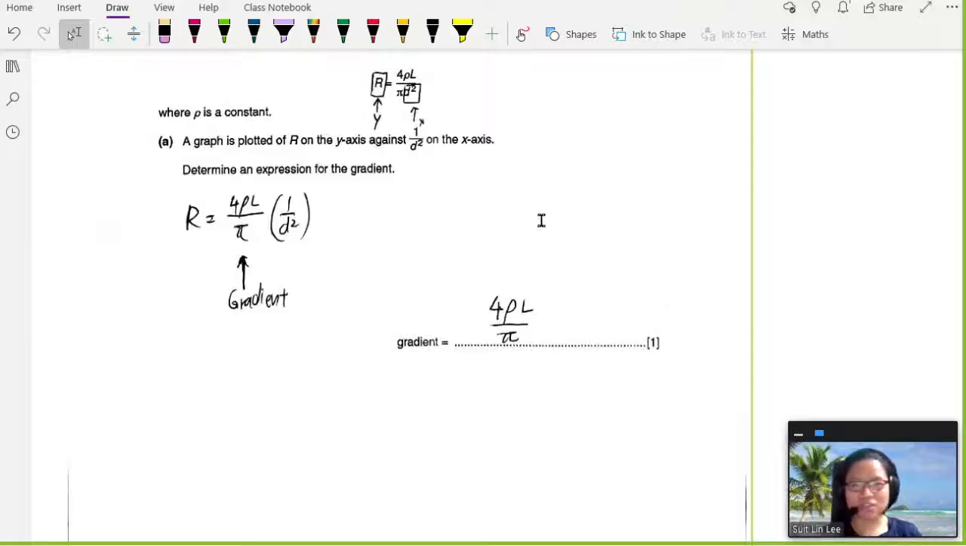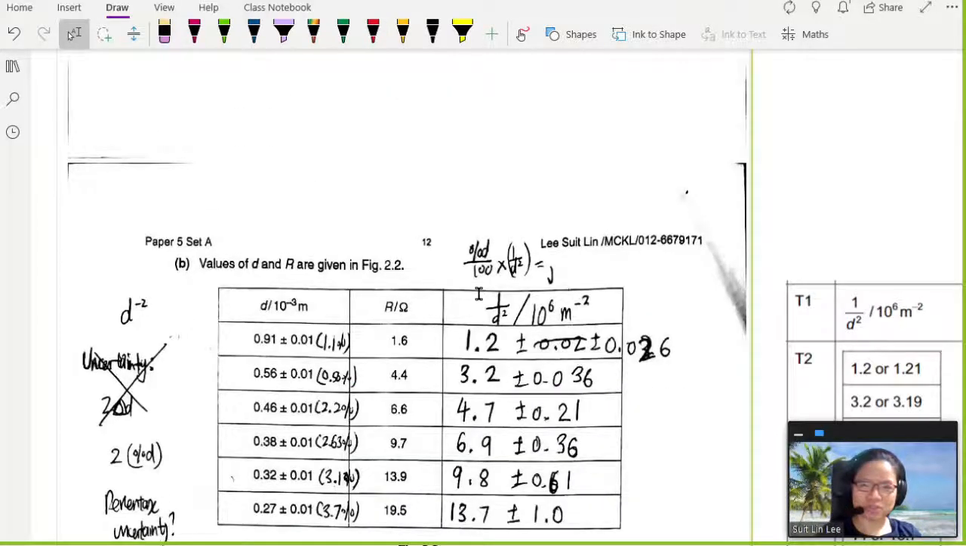So this is a pretty straightforward 1 mark. So it's either you got or you don't have lah. Okay, if you don't know how to linearize the graph, go watch the other videos. Alright? Okay, we're going to jump straight to the table.